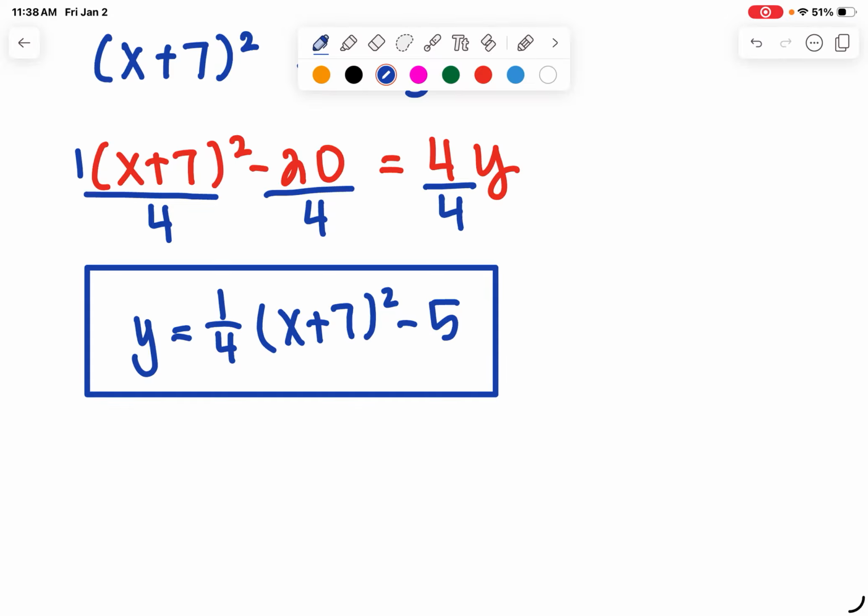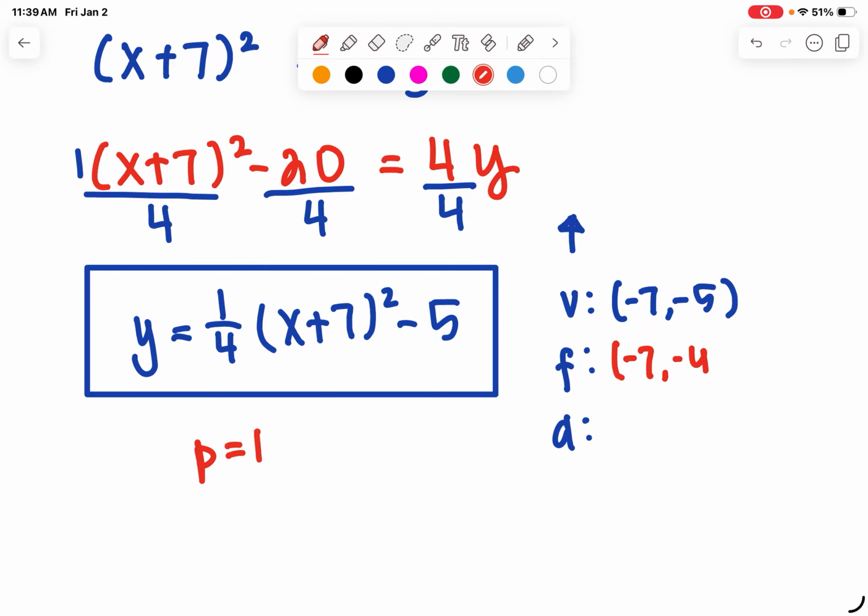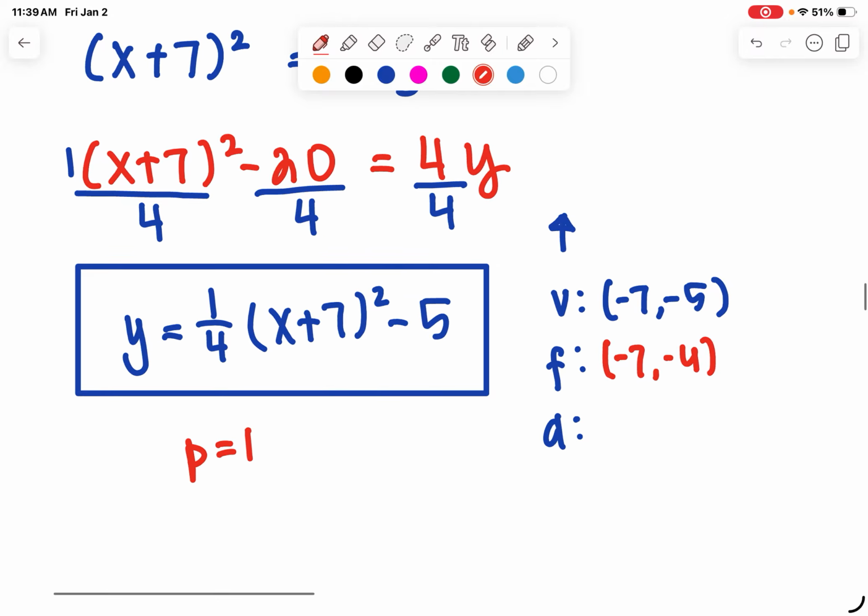All right, you can go ahead and pause the video and graph that. Remember, you need to decide the orientation and then find the vertex, the focus, and the directrix. You'll also need at least 3 points for accuracy. All right, so you should have that this is a vertical parabola facing upward. The vertex is -7, -5. I need the focus and I need the directrix. The focus is p units from my vertex. P is 1, because 1/4 equals 1/4p, so p is 1. So I'm going to go up 1 to get my focus. That's -7, -4. And then I'll go down 1 to get my directrix, which is y equals -6.